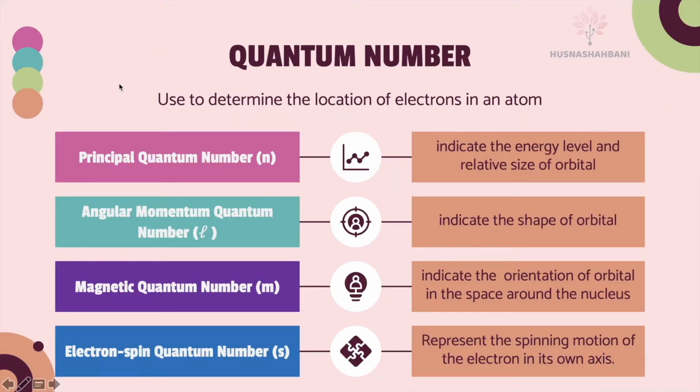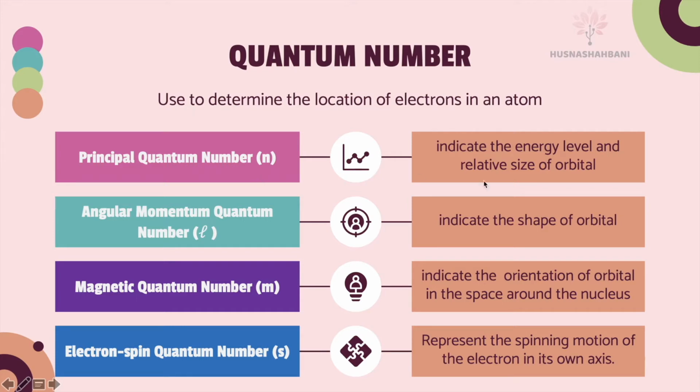Quantum number. It is used to determine the location of the electrons in an atom. So we use the quantum number to identify the location of electron. Quantum number can be divided into four: principal quantum number with the symbol n, angular momentum quantum number with the symbol L, magnetic quantum number, symbol M, and electron spin quantum number with the symbol S.